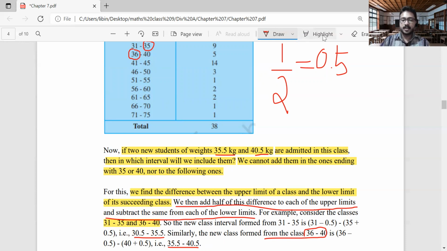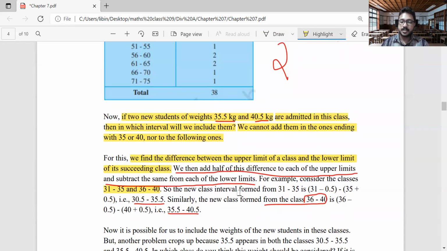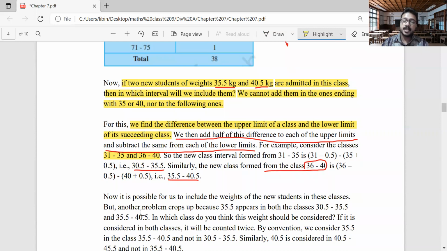Okay. Now, can we add the weight of the newly joined students? Yes. But there is still another problem, because 35.5 appears in both classes. Look at both intervals. Here also we have 35.5, and here also we have 35.5. So where will we add the student having such a weight? If it is considered in both classes, it will be counted twice, so it will make our whole process wrong.